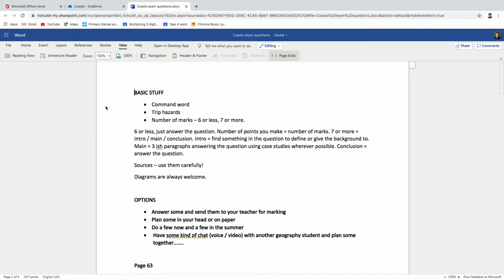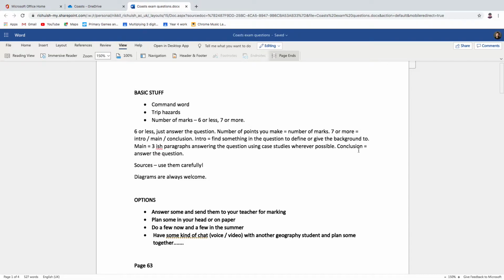So this is a Word document that you will find in the Coasts folder. It's called Coasts Exam Questions, and it accompanies pages 63 onwards of your module booklet. Okay, so apologies to students in my classes who have probably heard far too much of the basic stuff, but I will just remind you because it's easy to forget.